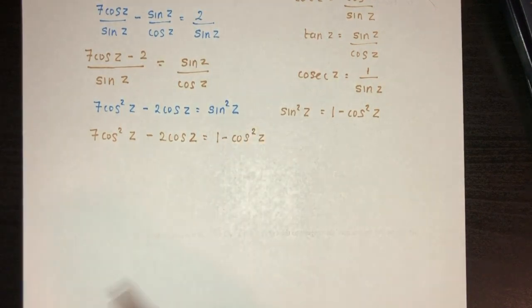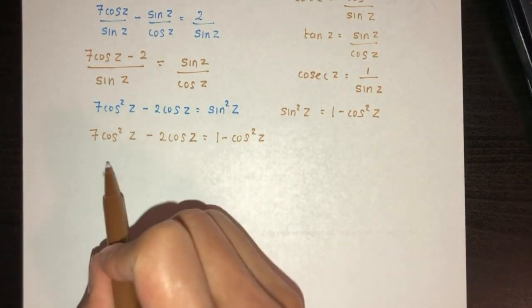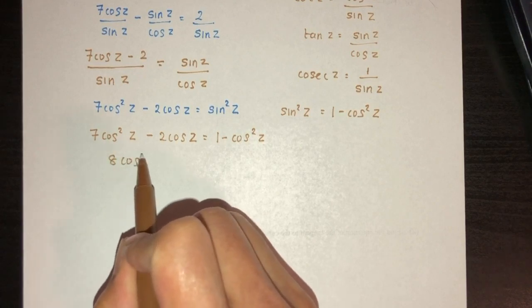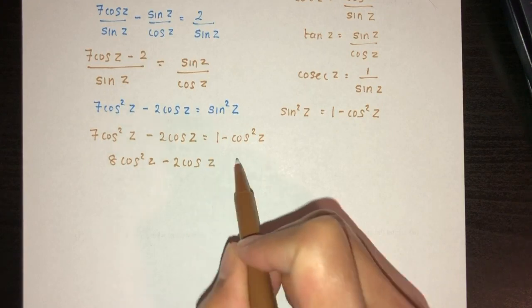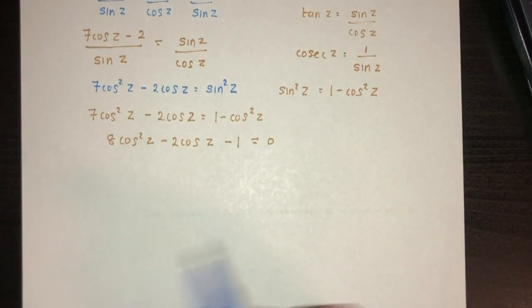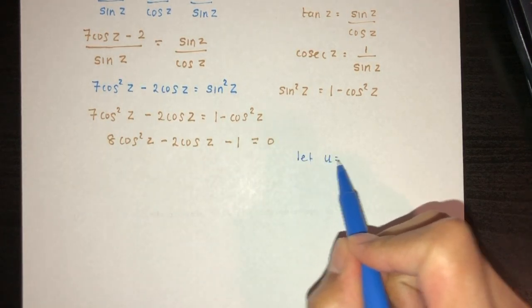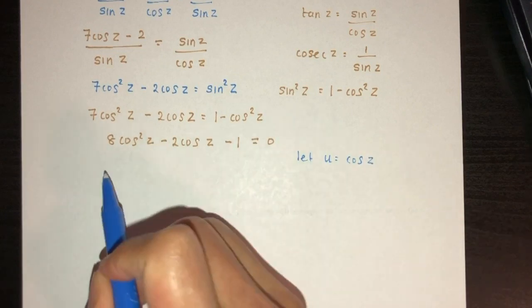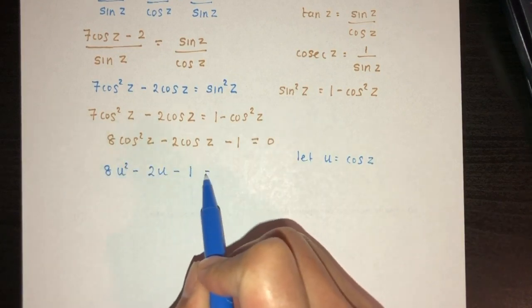Send everything to one side. You will have 7 plus, when you send it will be plus 1, 8 cos square z minus 2 cos z minus 1 is 0. So if you are confused by this equation, you can always do let u equal to cos z. So you will have 8u square minus 2u minus 1 will be 0.